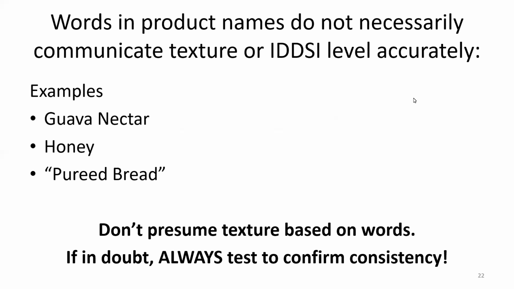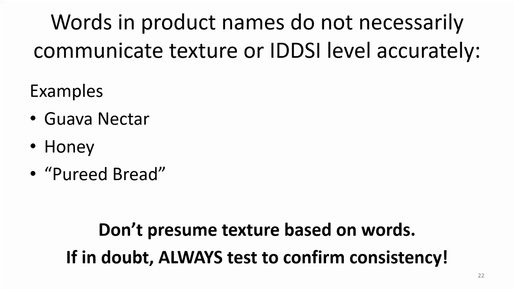Thanks, Peter. Before I hand off to Joe, who's going to discuss tests for level 5 minced and moist foods, I just want to reinforce the message that we should never have assumptions about the IDDSI level of a food or a drink based on the product name. Unfortunately, words can be misleading in this respect. I've shown here on the slide just 3 situations where the name of a product might lead you to have expectations about the characteristics of that product that might well be wrong.